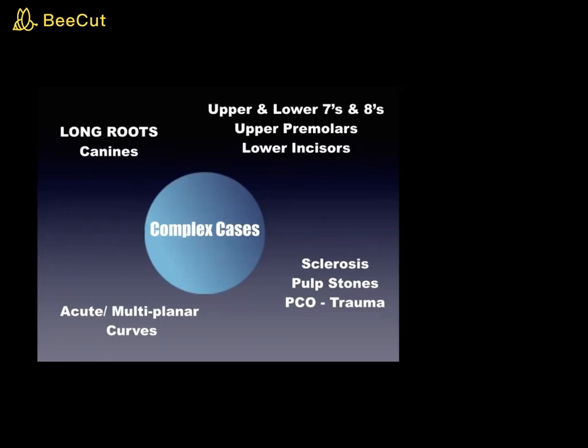Look for canal sclerosis on the bottom right-hand side. Canal sclerosis, pulp stones. Normally you can have complete pulp canal obliteration. With trauma in some of these upper central incisors, they will be completely obliterated. Are you going to do any justice by trying to go in there if you can't see what you're doing? If you look at the bottom left-hand side, acute and multiplanar curves, these are things that you need to consider. Have you got the skill and the ability to negotiate these? And again, I'm not here to try to teach you or advise you how to negotiate those. Those are for other lectures if you're interested.